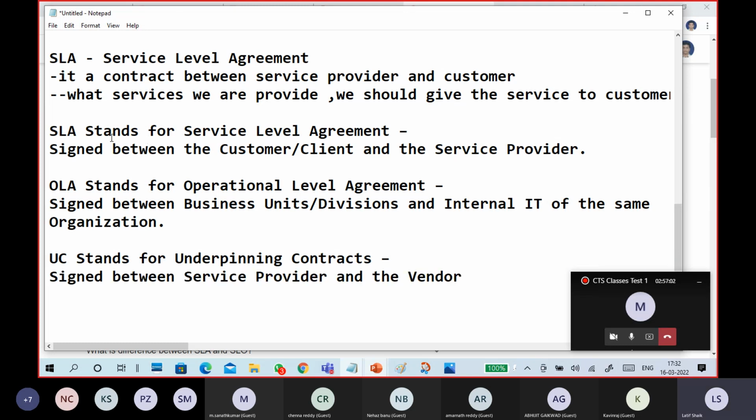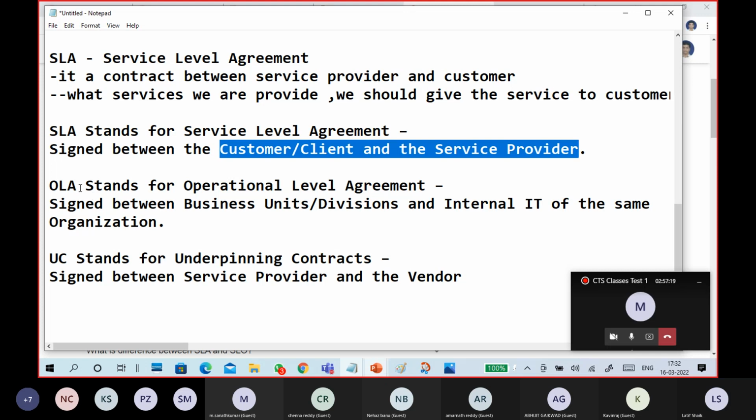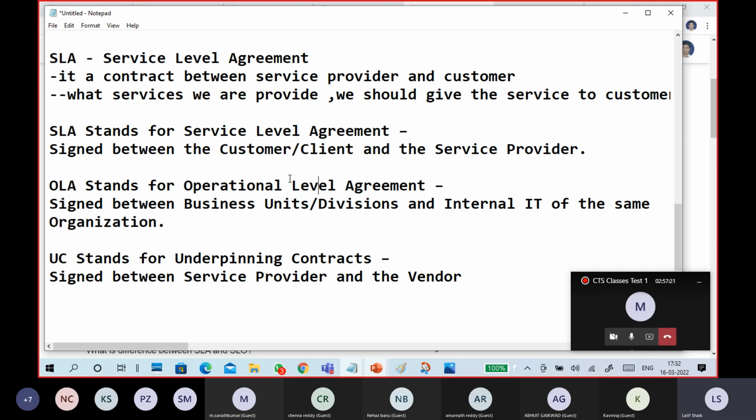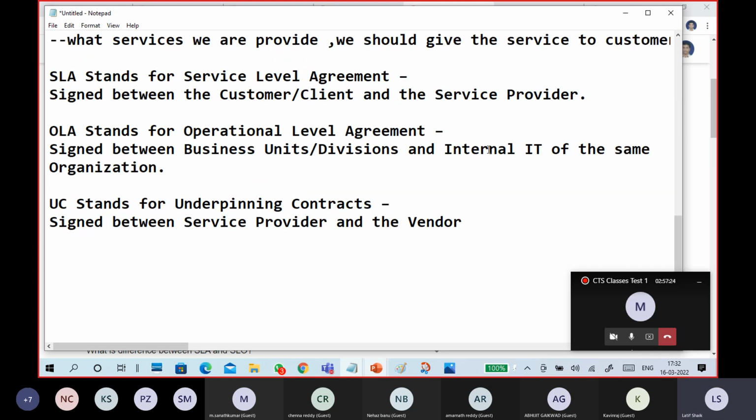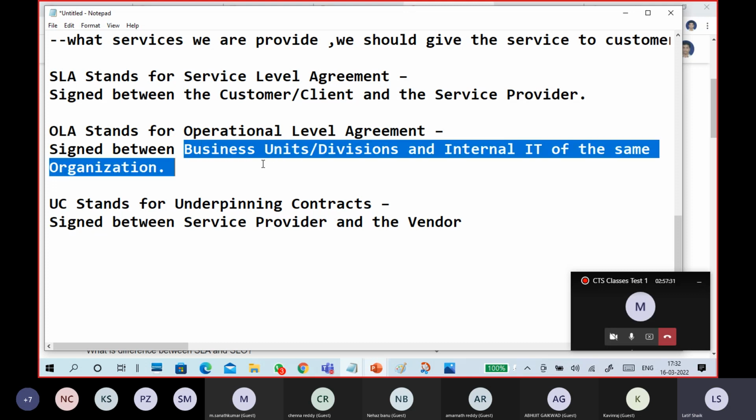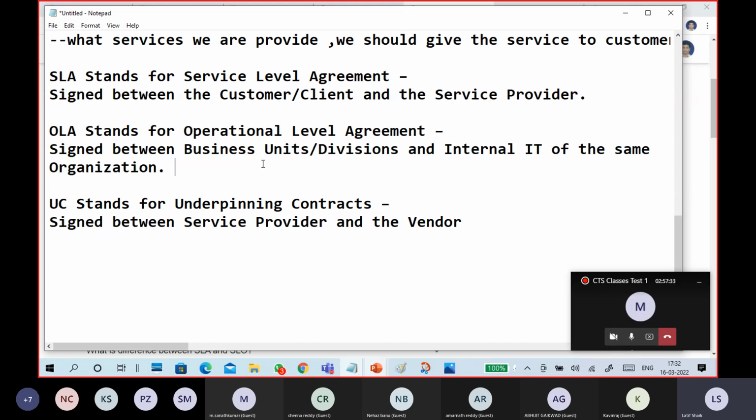Underpinning contract. Okay, SLA service level agreement, OLA operational level agreement, UC underpinning contracts. Again, what is this SLA? It is a contract between customer and service provider. OLA, operational level, is between the internal IT organization and your business unit, BU. So it means I have to maintain it within the same organization only.